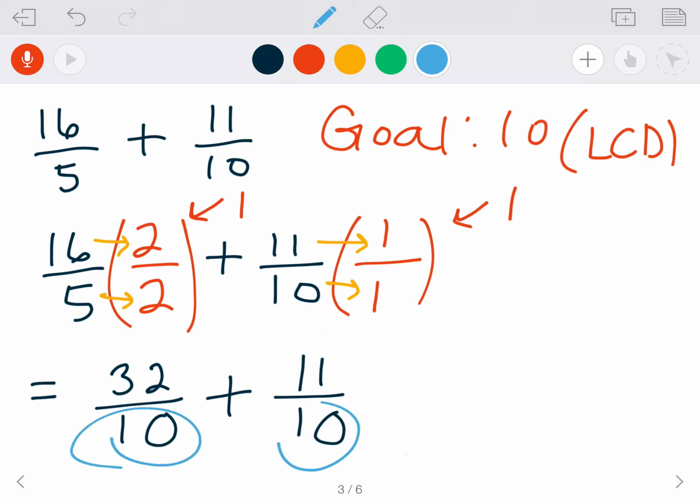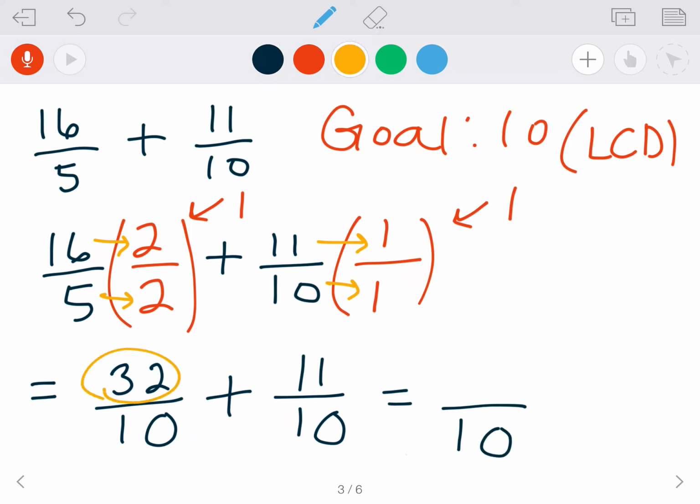So now we have 10 here and 10 here. The denominators are the same. Excellent. That is what we want. That is why we did this. So keep that 10. And we have 32 here in the numerator, 11 here in the numerator, and we add them. So 32 plus 11 is 43.